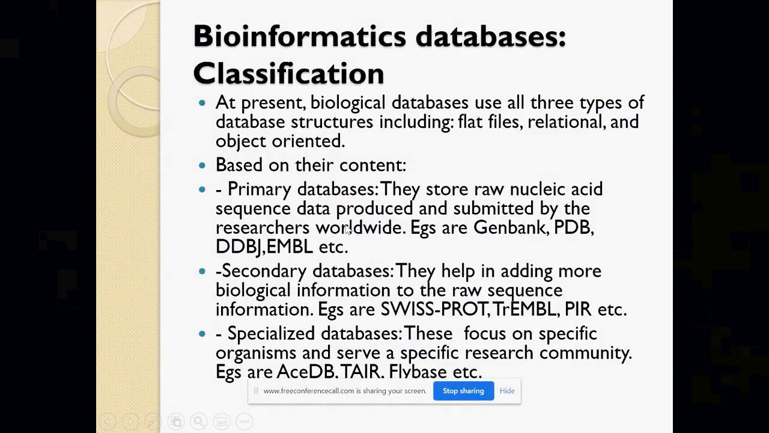This is raw nucleic acid sequence data produced and submitted by researchers worldwide. Researchers first do wet lab experiments, and they produce and submit the data into primary databases. The examples of such primary databases are GenBank, PDB, DDBJ, EMBL, etc. Okay, then comes the secondary database.